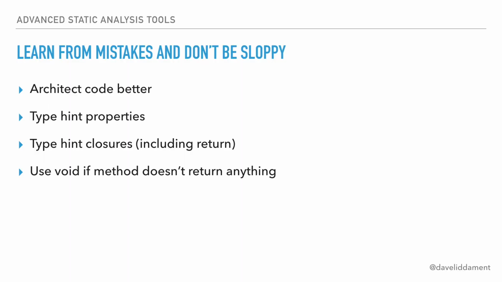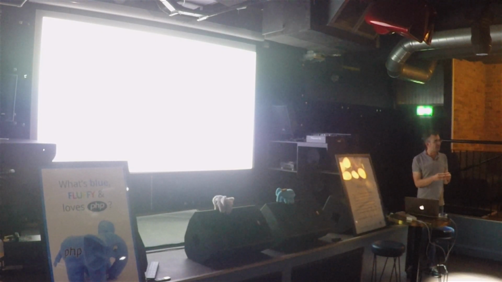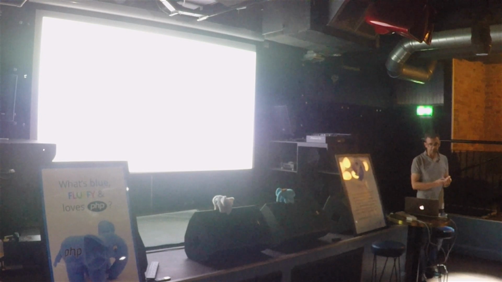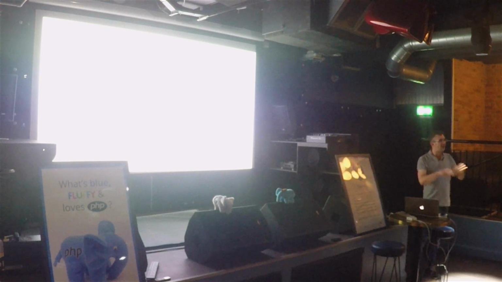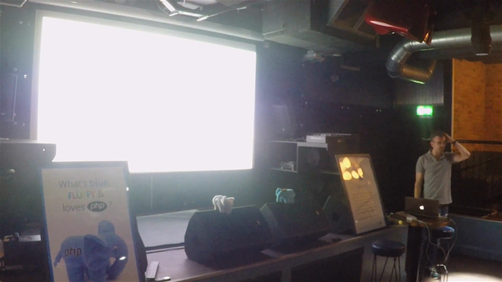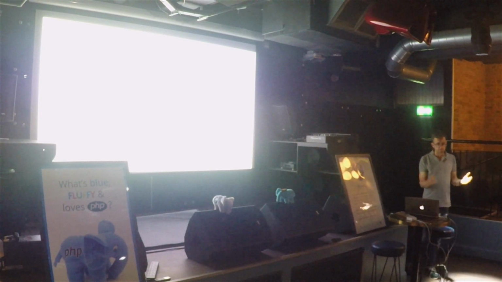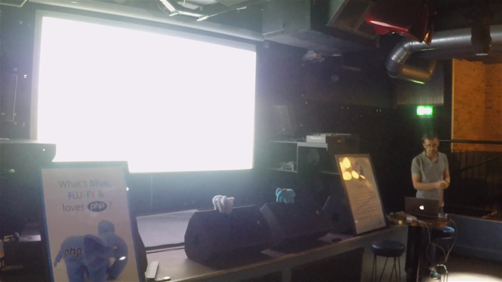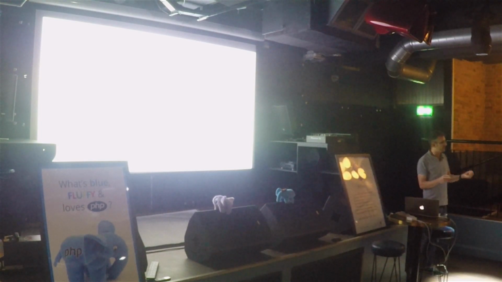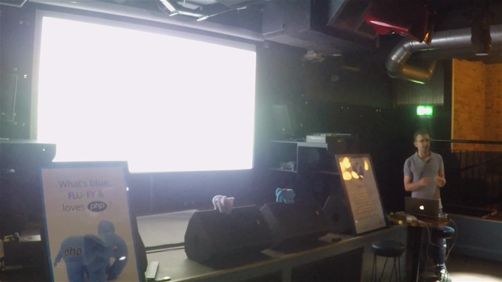So the key thing really is you apply this kind of static analysis to your code, and these are the things you want to do. Don't be sloppy with your code. Architect your code better so you get fewer static analysis violations. Type into everything. Type into your properties. Use the doc blocks where you can't do it at language level. Learn from your static analysis problems, like I didn't know you could type hint closures. And if you're not going to return anything, then be explicit about that and use void if you're on 7.1 or above.